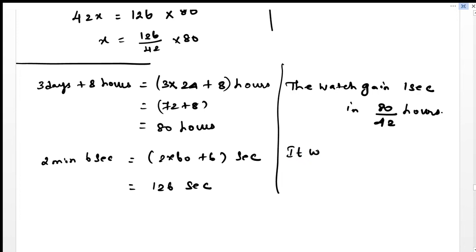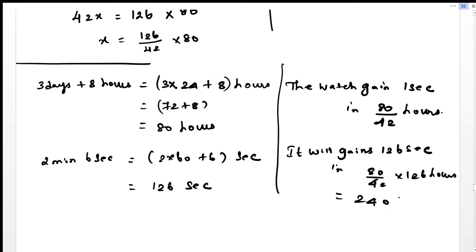This is nothing but a multiplicative method, but in competitive exams this method is very time taking, so we should not use this kind of method. So this is equal to 240 hours, which is simply 10 days.